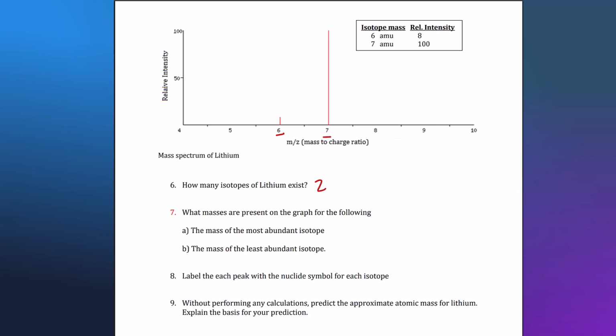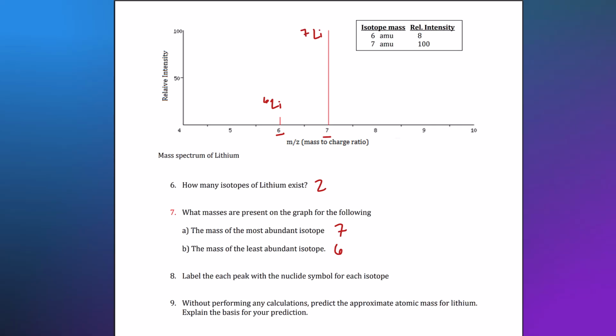Question 7, what masses are present on the graph for the following? So the mass of the most abundant isotope. So the mass of the most abundant is going to be 7. I know this because this is the highest peak. All right, so the mass of the most abundant isotope is 7. The mass of the least abundant isotope is going to be 6. Label each peak with the nuclide symbol for each isotope. So that's just going to be Li6 and Li7.